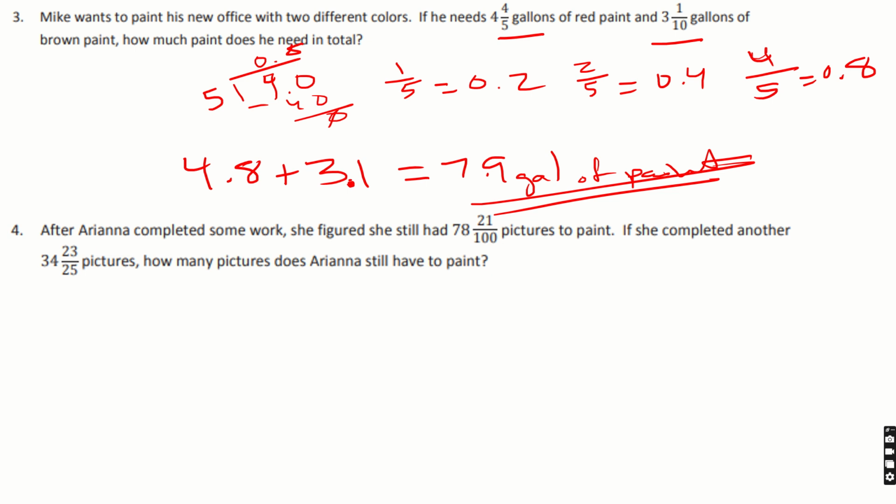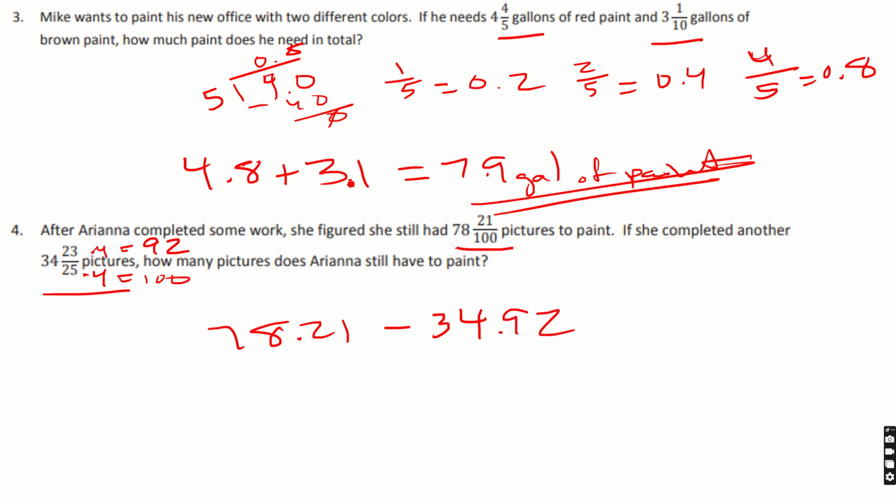After Ariana completed some work, she figured she still had this many pictures to paint. If she completed another this many pictures, how much does she still have left? So again, remember, if it's out of 100, we just put that in our 2 decimal places after the decimal. So 78.21 minus 34 wholes. And then remember that trick I said, right? If we multiply this by 4, we'd get to 100. So we'd have to multiply the top by 4. 23 times 4 is 92. So 0.92.